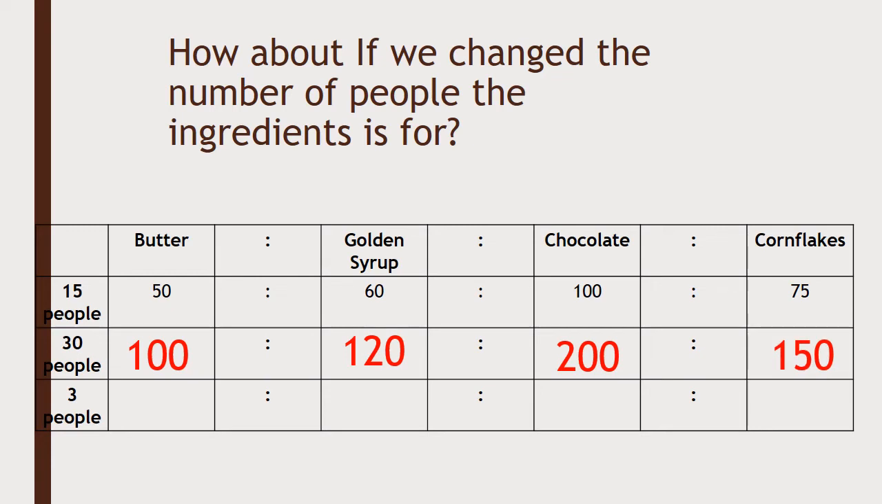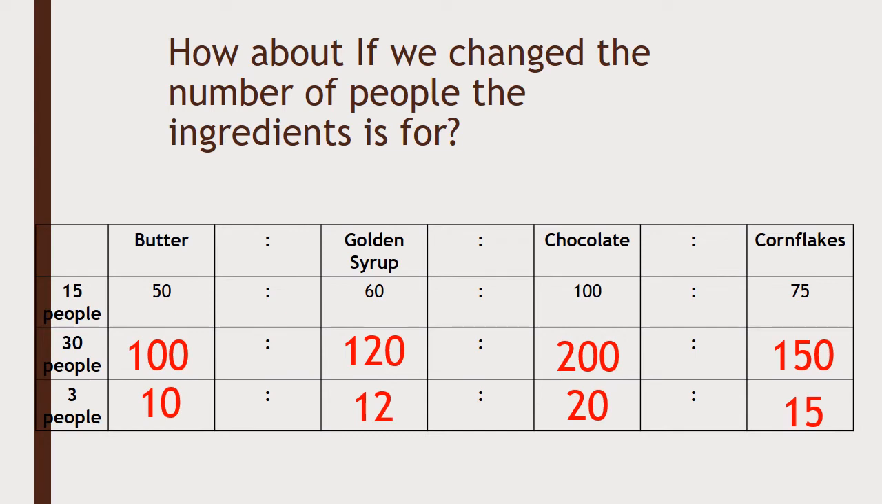What about if we were looking at the relationship between the 15 people and the 3 people? Well, we know that 15 divided by 5 gives us 3. So we take our ingredients and we divide it by 5. 50 divided by 5 is 10. 60 divided by 5 is 12. 100 divided by 5 is 20. And 75 divided by 5 is 15.